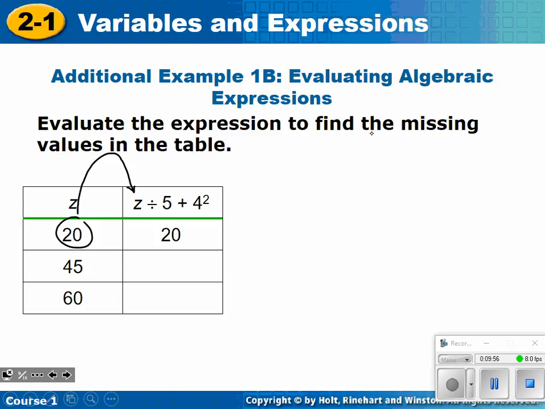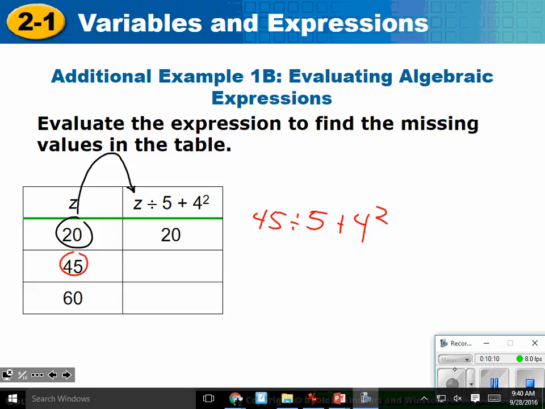On your whiteboards, I want you guys to do this one. Figure this out. Don't just give me the answers. I want to see your work. I want to see what you plugged in and where you plugged it in. Once you've plugged 45 in for z, you solve the problem one step at a time. This is 16. 45 divided by 5 plus 16. Now we do this step. This is 9 plus 16, which is 25. That plugs in there. Okay?